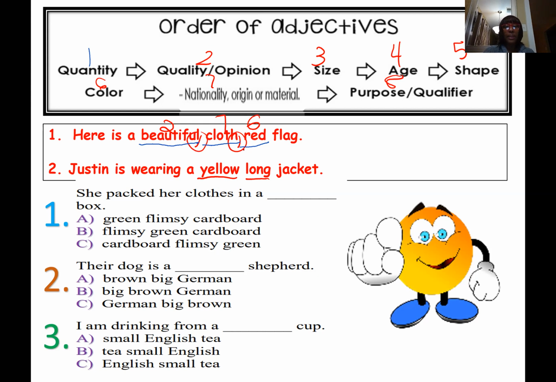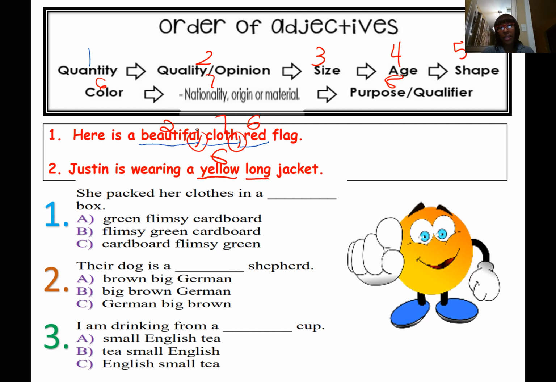So now I need to place the appropriate number above the adjective that correlates with my adjectives. So I have yellow. Yellow is a color. So what number goes above yellow? Think time. If you chose 6, you are absolutely correct. You go, scholar. Now let's look at long.